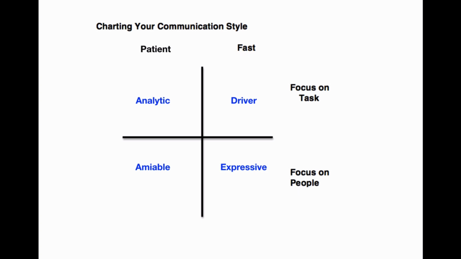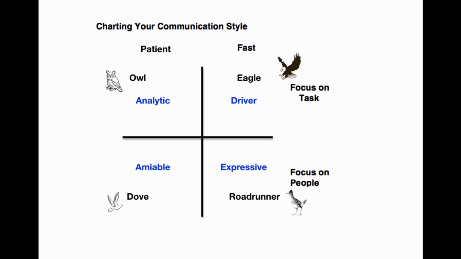When I was working with Shriners Hospital, they were using this as a way of developing their leadership. And these names they thought were a little confusing, so they really associated them with different birds. The driver they call the eagle, the analytic, the owl, amiable, the dove, and expressive, the roadrunner.